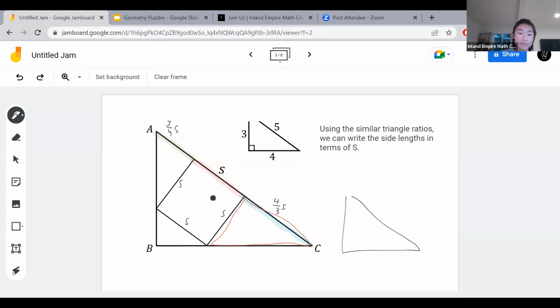If this was 3, right? Let's say S is 1 because it's only one variable. So if we were to do that, we would have this as 1. We would have to divide this side by 3, and because they're similar, we want to divide all the sides by the same number. So 3 divided by 3 gives us 1. 5 divided by 3 will give us 5/3. And 4 divided by 3 will give us 4/3. If we multiply this by S, which is the length here, we would get 5/3 S and 4/3 S, which is how we get this right here.